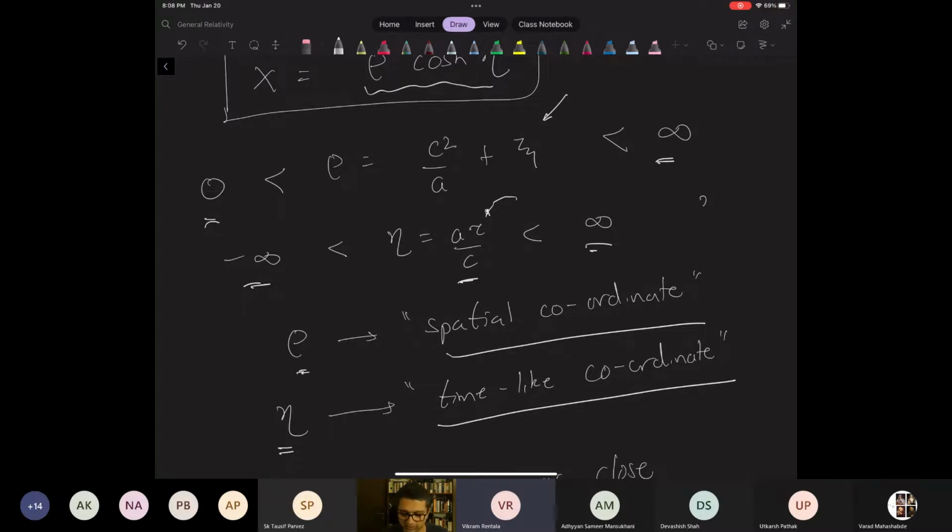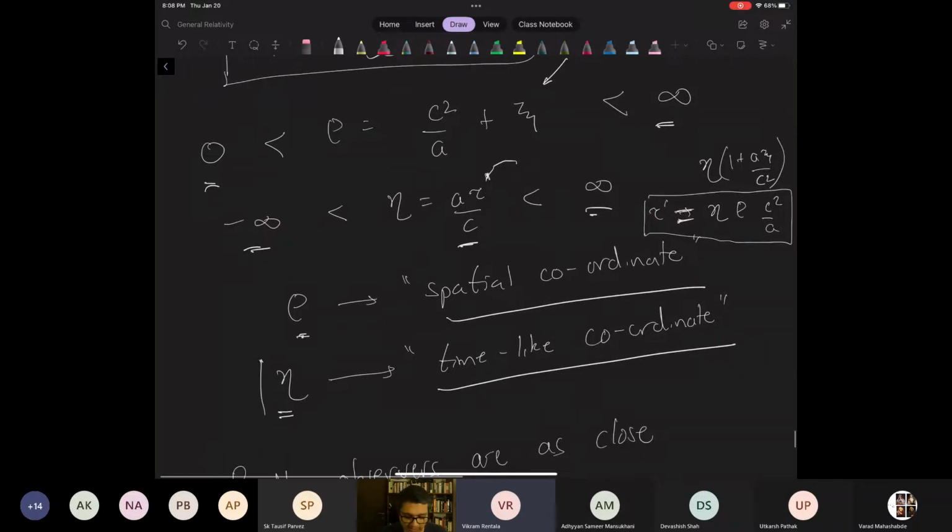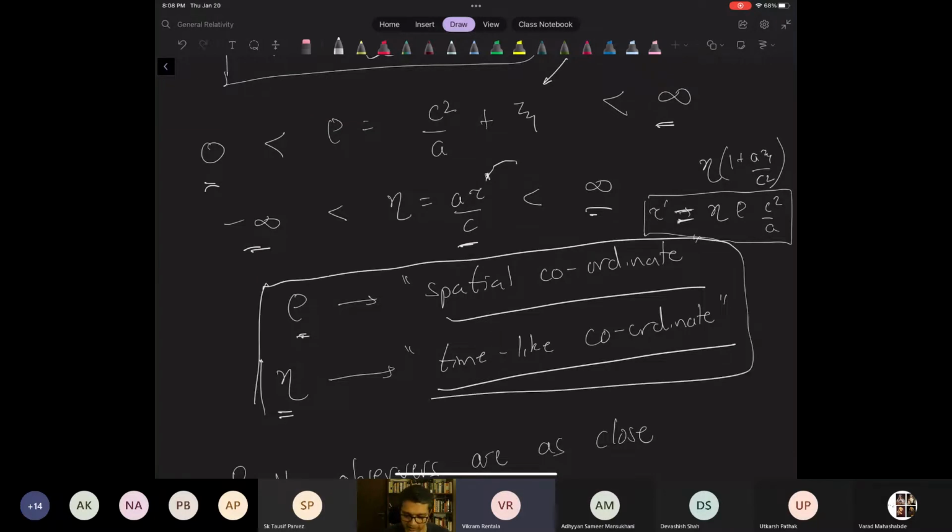Okay, and therefore I would have to scale eta by 1 plus a xi over c squared, or equivalently I would have to scale it as eta times rho times c squared by a. This would be like the time coordinate tau prime of the xith observer, or the rhoth observer. But in some sense, eta is like a common time that I can think of for all these observers. So rho is like a space coordinate, and eta is like a time coordinate for all these observers. If I specify a particular rho, I'm specifying a particular Rindler observer. If I specify eta, I'm specifying what time on the trajectory I'm talking about.